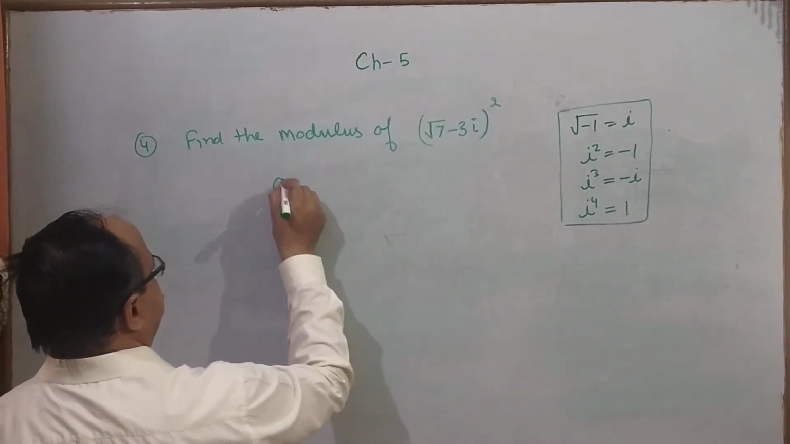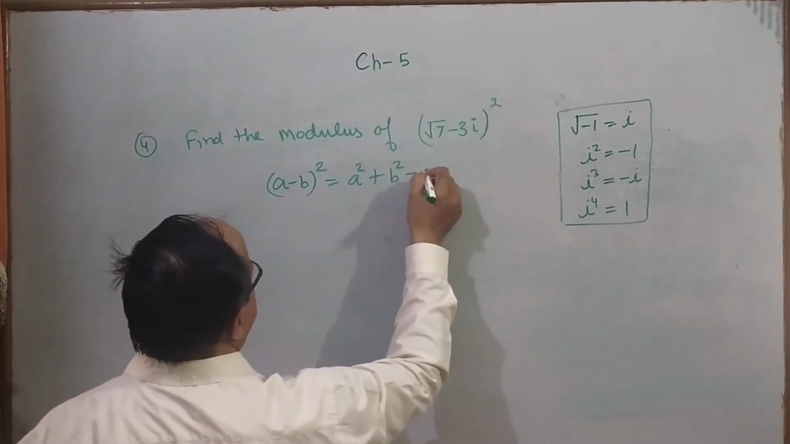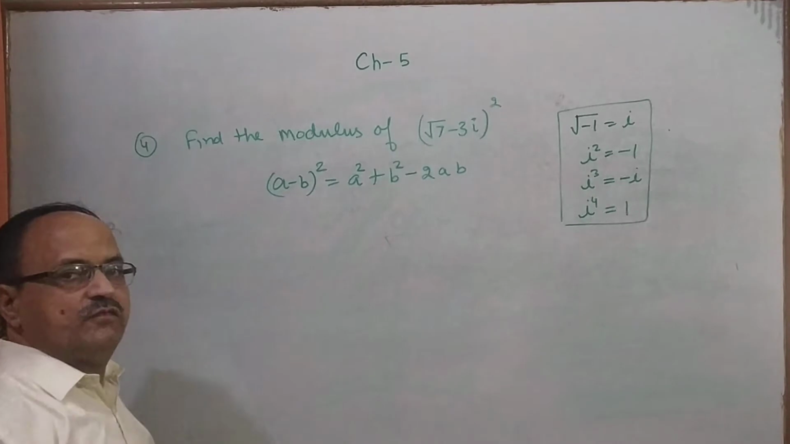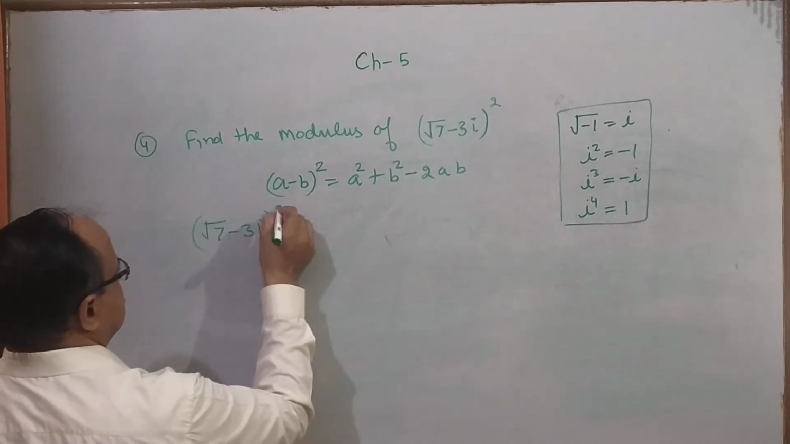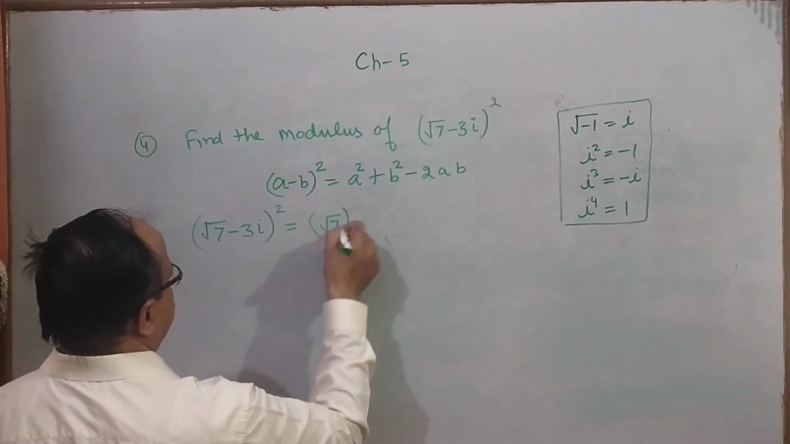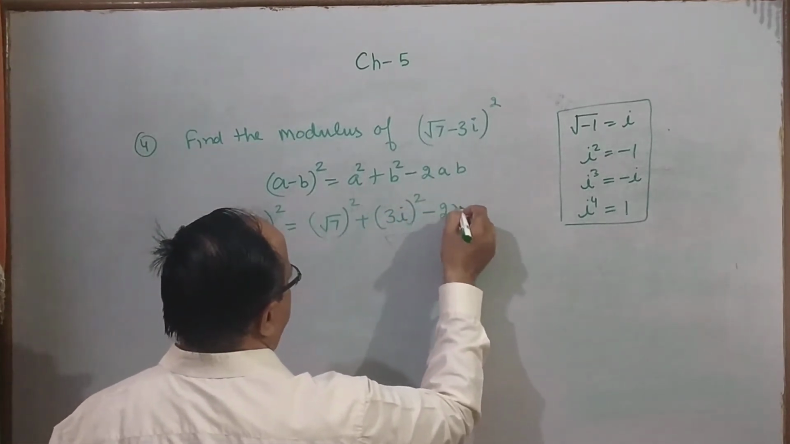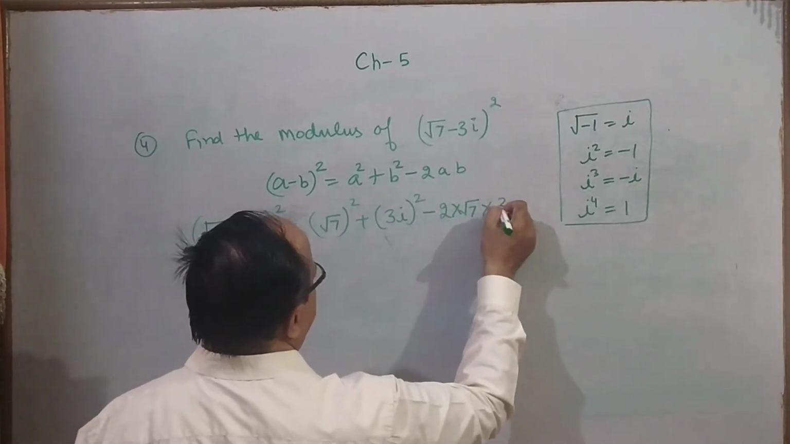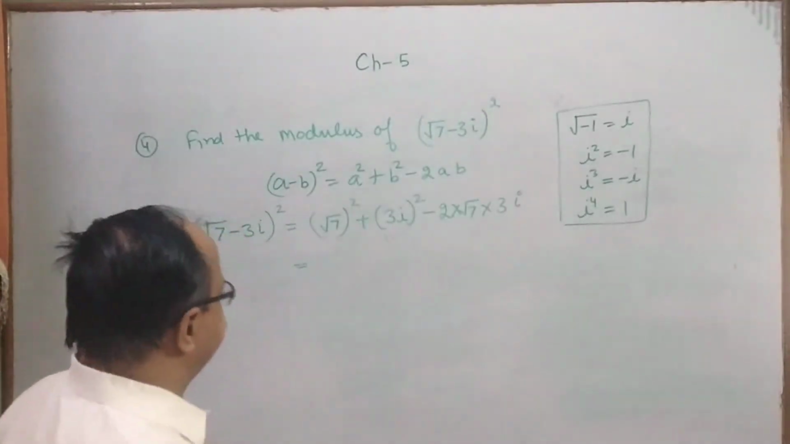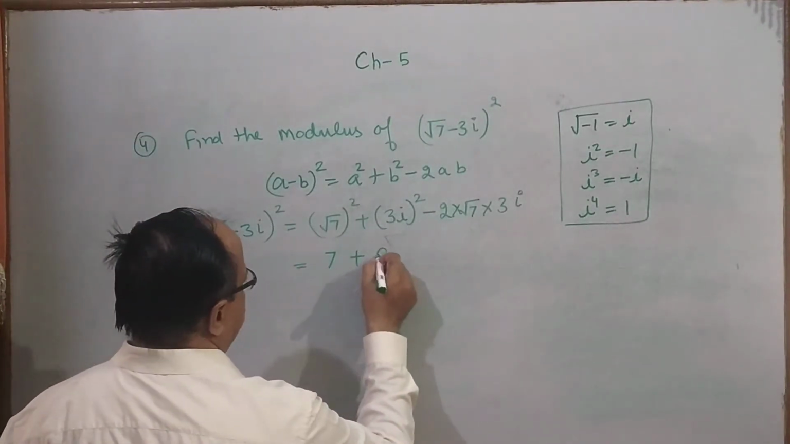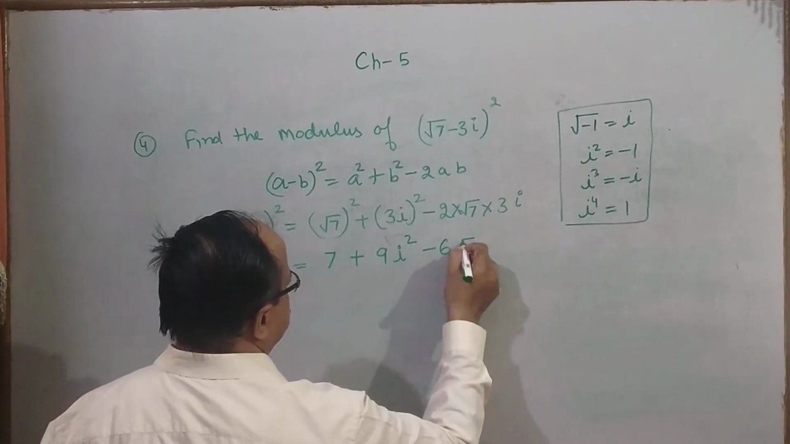In this question you can apply this identity. A minus b whole square, that is, you know, a square plus b square minus 2ab. When you apply this identity, root 7 minus 3 iota whole square, you can write root 7 square plus 3 iota whole square minus 2ab. It means root 7 into 3 iota. Root 7 into root 7, when you multiply, you will get 7. Here is 9 iota whole square, minus 6 root 7 iota.